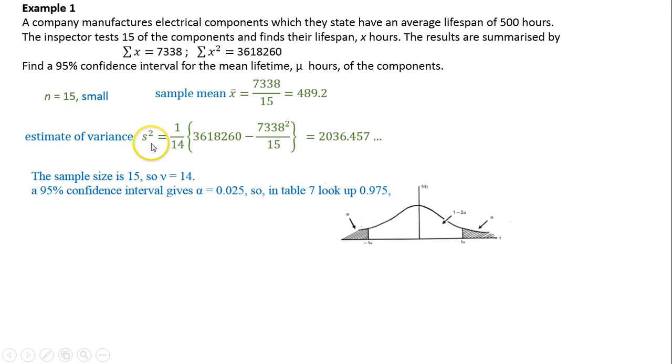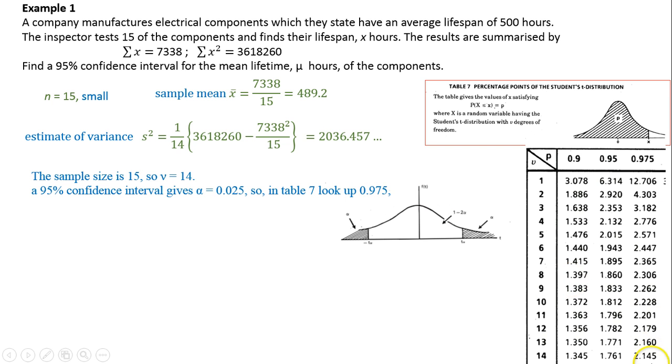So the sample size is 15, so nu is 14, so 95% gives us the end points being 5% split between 2, giving us 2.5%, so we're looking up 0.975 in table 7. So 0.975 for p, and nu being 14, we get the t alpha value to be 2.145.